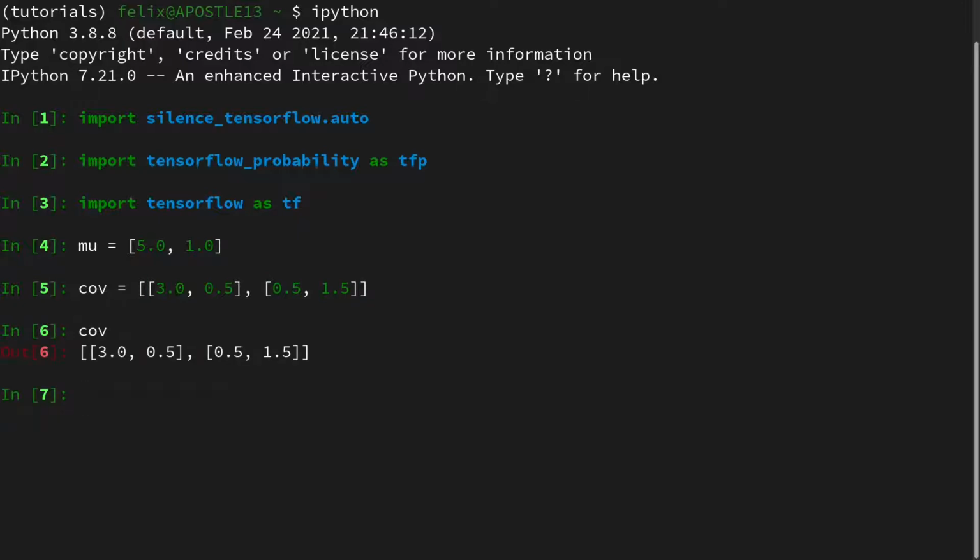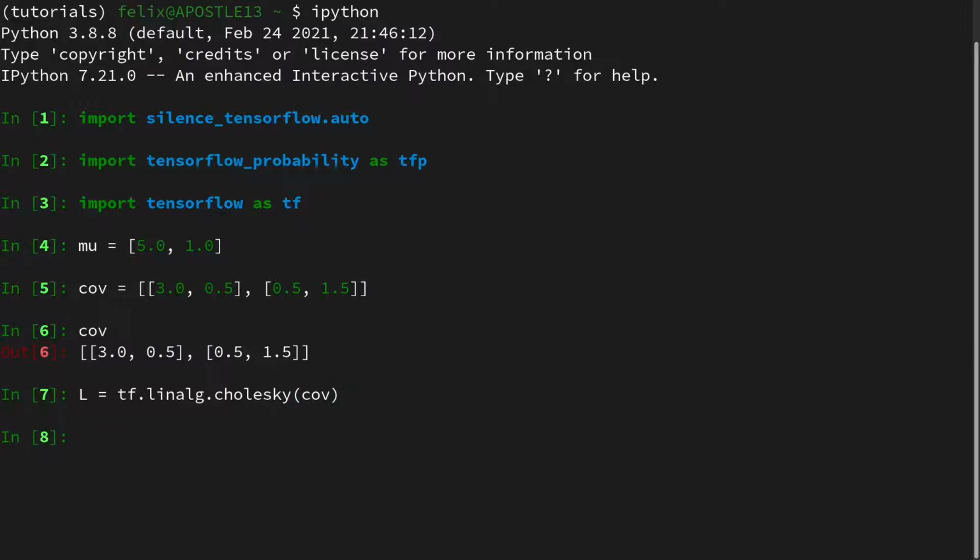We can look at the covariance matrix and see this is what we just defined. Then let us perform the Cholesky decomposition. With this, we will also figure out that our matrix is symmetric positive definite. For this, we do tf.linalg for linear algebra, and then cholesky, and apply it to our covariance matrix. And we see it didn't raise an error.